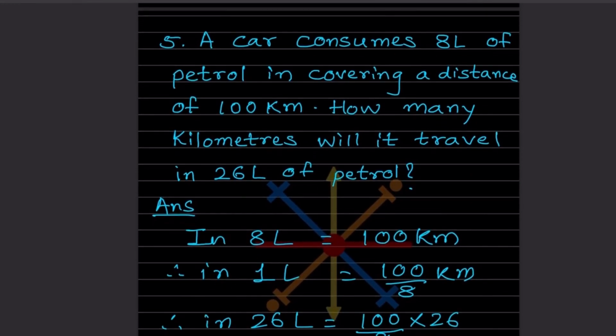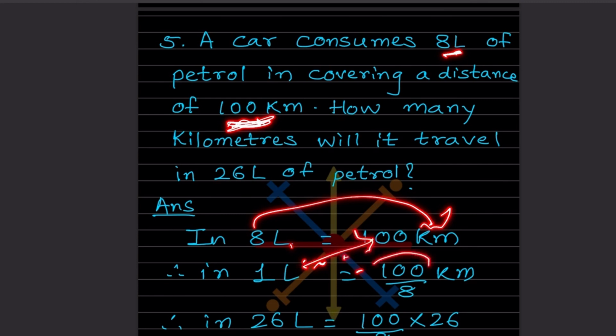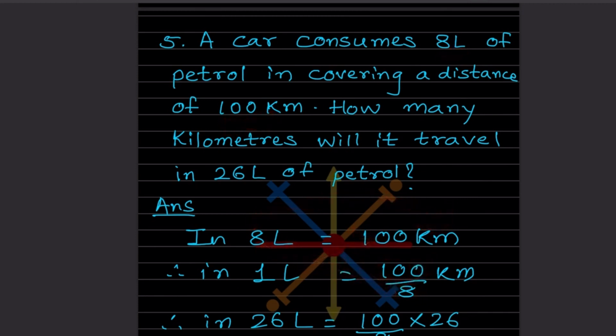Now again look at this one. It says that a car consumes 8 liters of petrol in covering a distance of 100 kilometers. How many kilometers will it travel in 26 liters of petrol? So in 8 liters, it is covering 100 kilometers. So in 1 liter will be how much? Again cross multiply. 1 into 100 will be 100, and this 8 will go in the denominator. That will be 8. So in this kind, instead of solving this, we can keep it in the fraction as it is, because we have to see further. So here what did they say? How many kilometers would it travel in 26 liters? So when 1 liter, it is 100 by 8 kilometers.